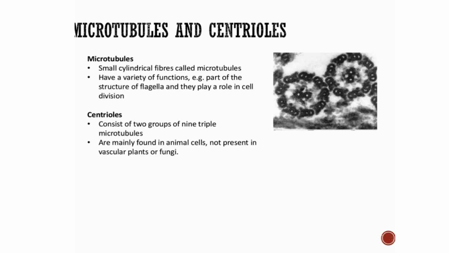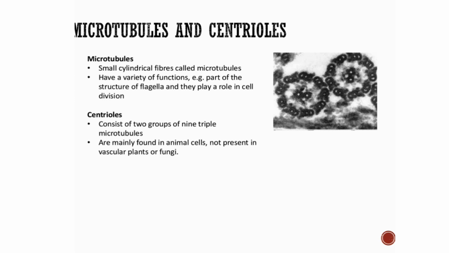Microtubules and centrioles. Microtubules, small cylindrical fibers, have a variety of functions, such as being part of the structure of flagella, and they play a role in cell division. Centrioles consist of two groups of 9 triple microtubules and are mainly found in animal cells, not present in vascular plants or fungi.